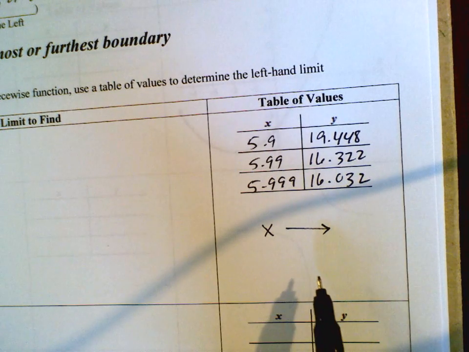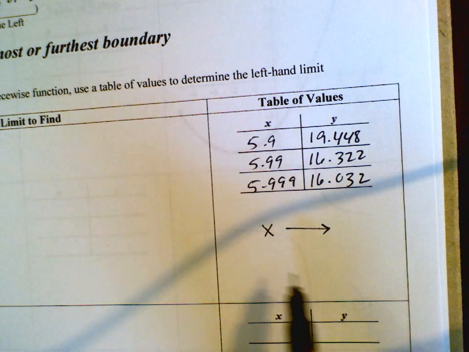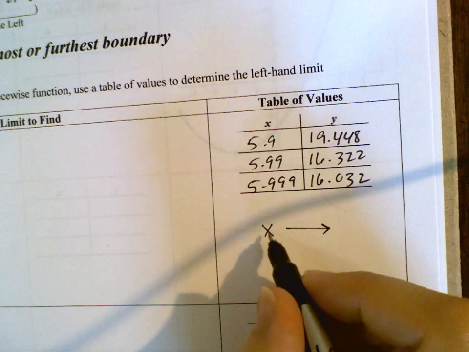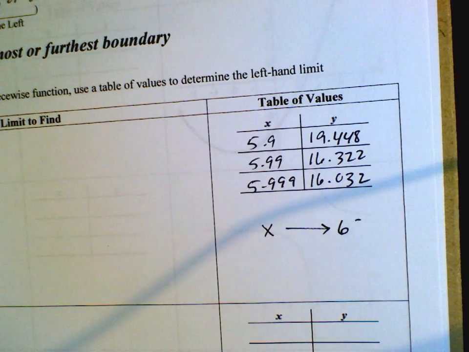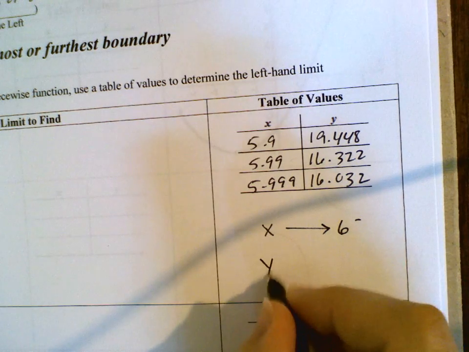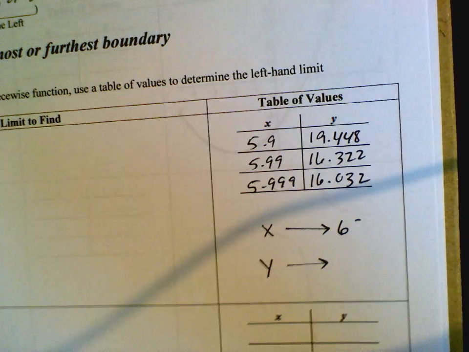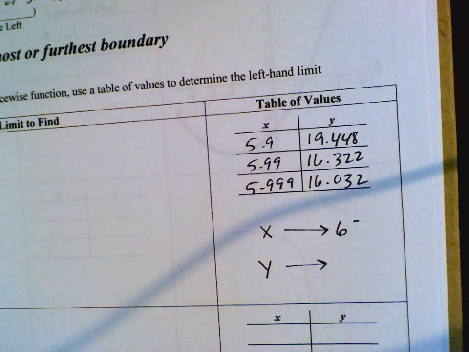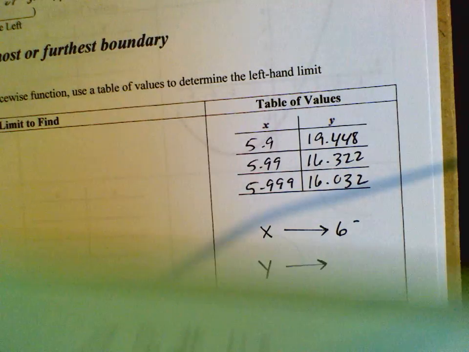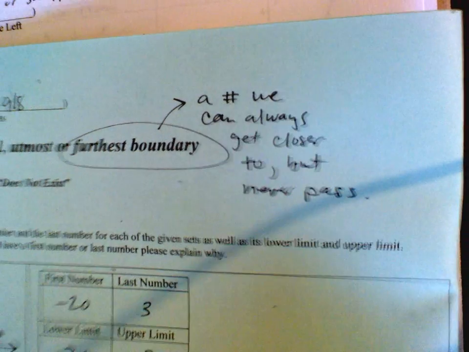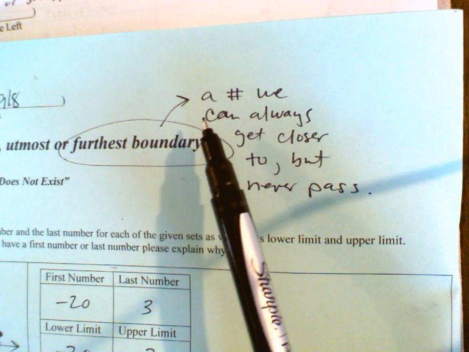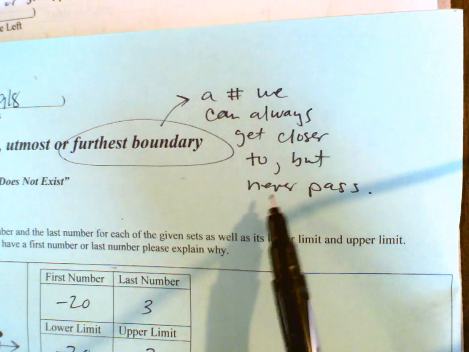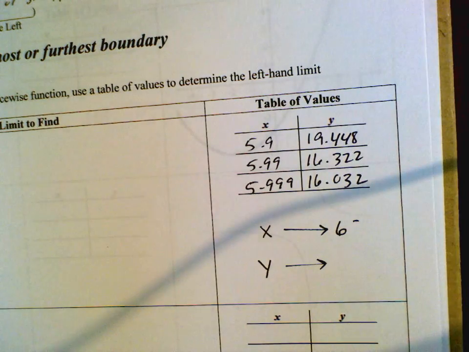The x's are getting closer and closer to 6. They are approaching 6. So as x approaches 6, but from the left, the y values are approaching what? This is where you want to think about this definition from yesterday. Is there a number within our y values that we can always get closer to but never pass?